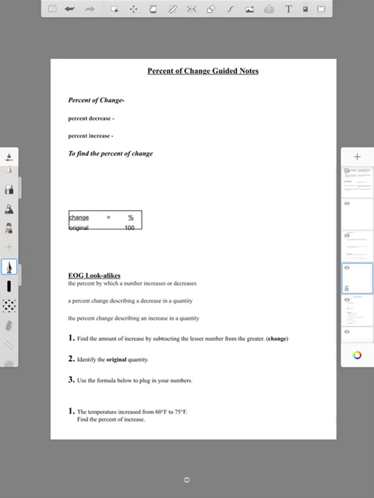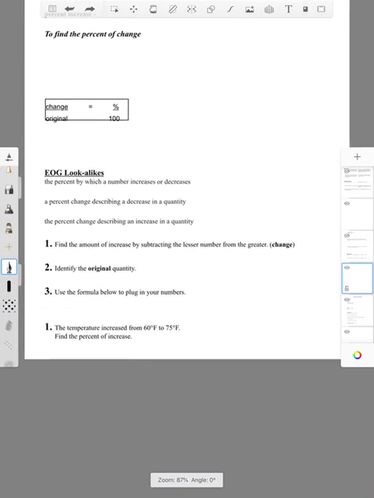So a percent decrease would be like if it started off at $40 and then it went down to $20. An increase would be if it started off at $20 and went up to $40. So we're going to talk about both. All right, to do this, we're going to use this formula shown below. That formula is change over original. So change over original is equal to percent over 100. So if we follow that formula, it's going to be pretty easy for us moving forward.